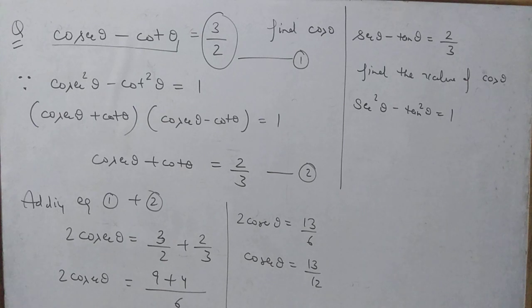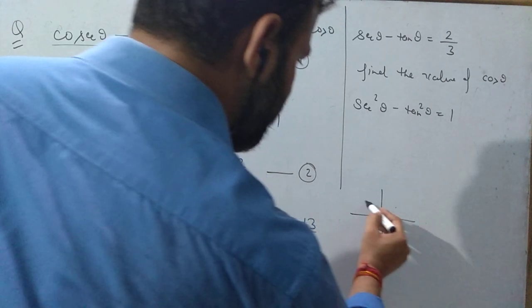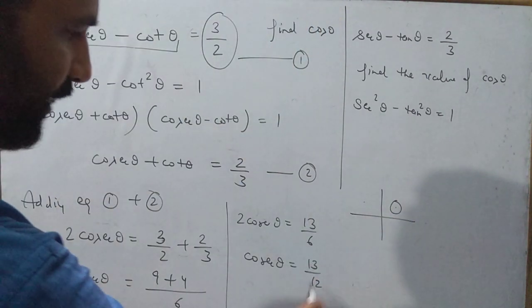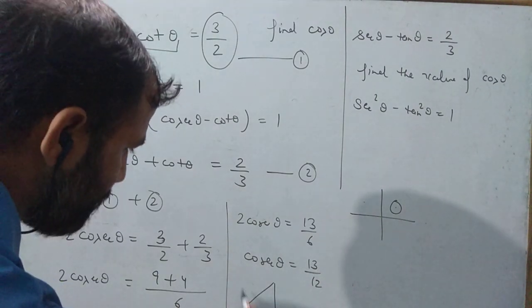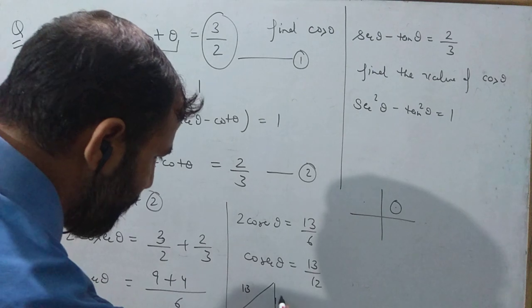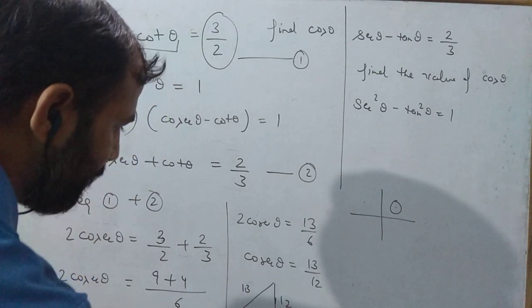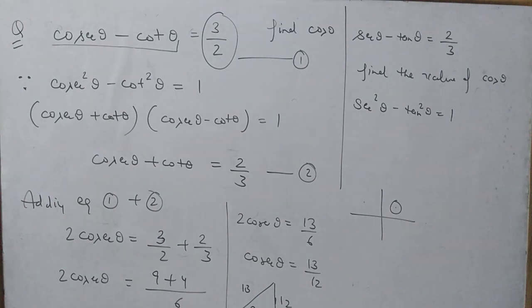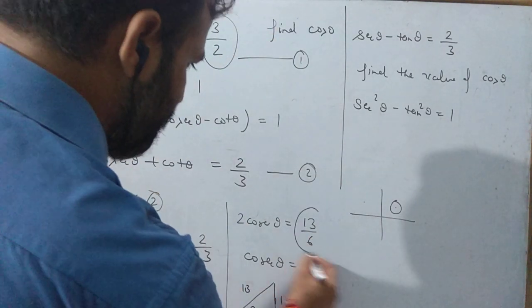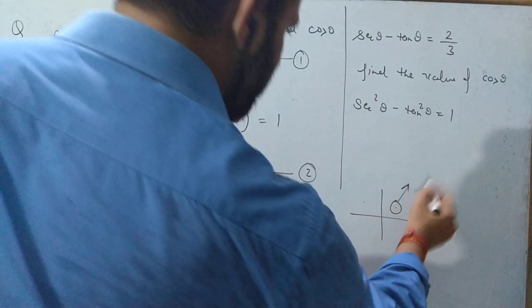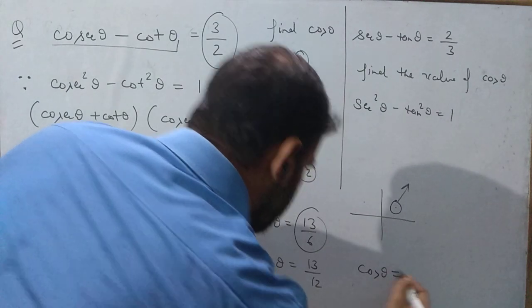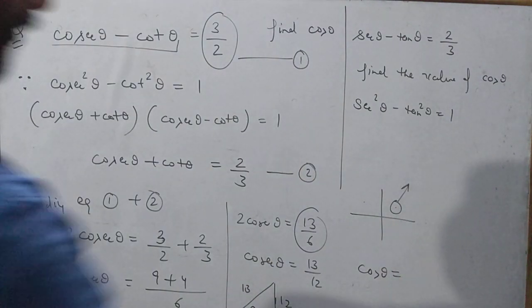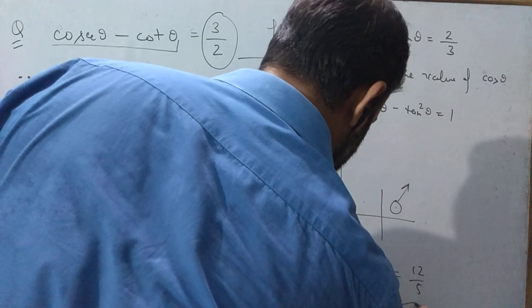Now you will observe that the value of cosec is coming positive. So the angle lies either in the first quadrant or the second quadrant, and we give preference to the first quadrant. The value of cosec theta is 13 by 12. Draw the triangle like this: 13 is the hypotenuse, 12 is the perpendicular. With the help of the Pythagoras theorem, the base is 5. We want the value of cos theta. Since it is positive, it lies in the first quadrant, so cos theta is base upon hypotenuse, which is 5 by 13.